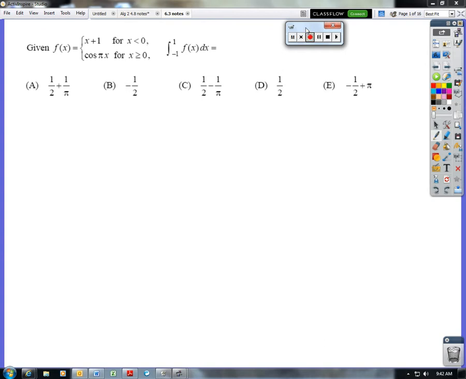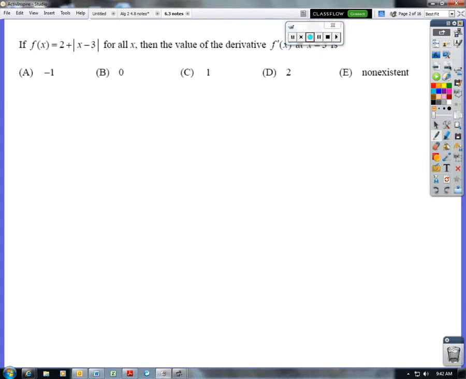But before we do that, I have several AP practice problems that I highly recommend that you try. So go ahead and pause for each one of these so that you can work each one. And then at the end, I'll give you the answers for each one. So there's this one, and then that one.